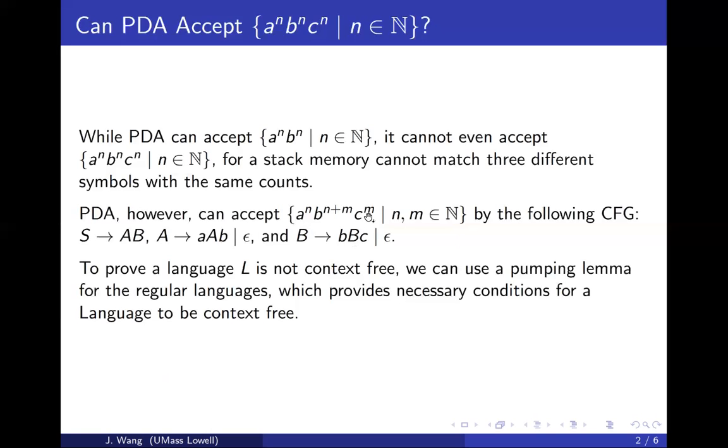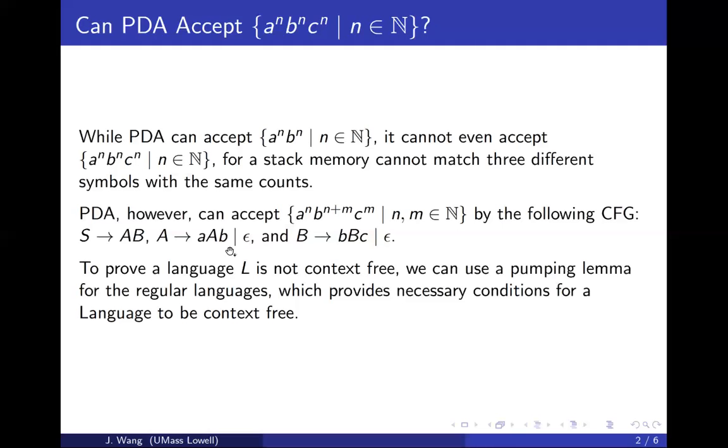So this is context-free, for instance. You can use a PDA, you can also use a CFG here. S goes to AB, then A generates a number of a's followed by the same number of b's, and then B generates a number of b's followed by the same number of c's. So that is context-free. But this other language, we suspect is not.